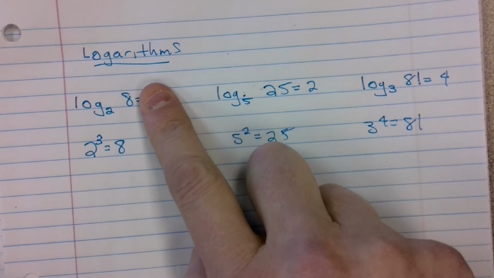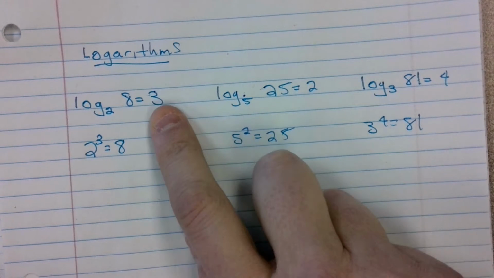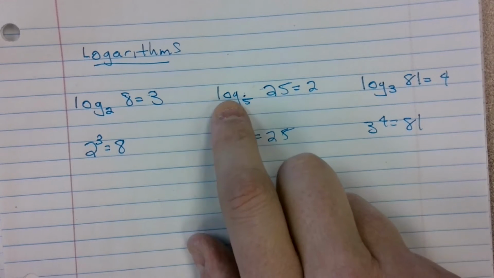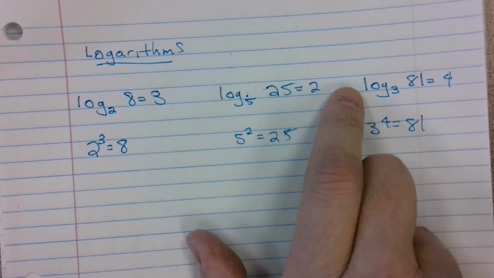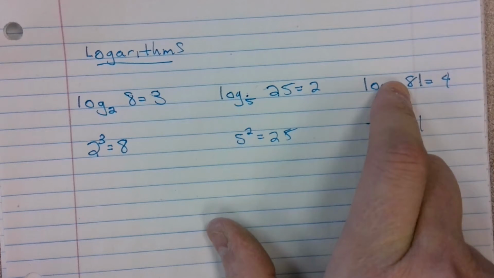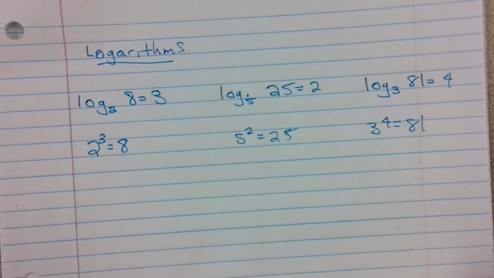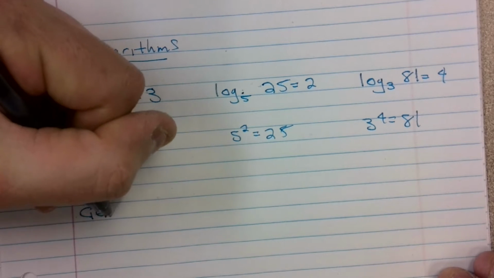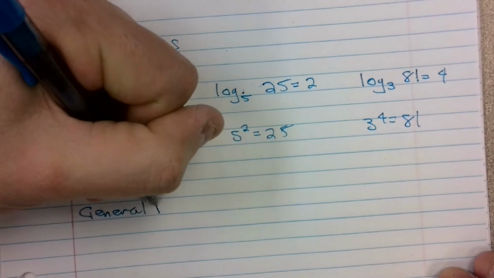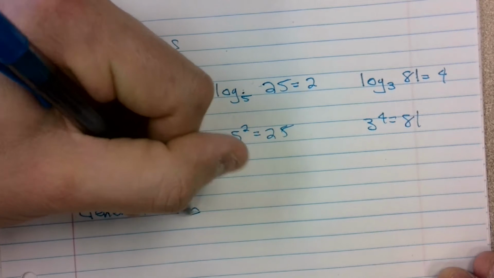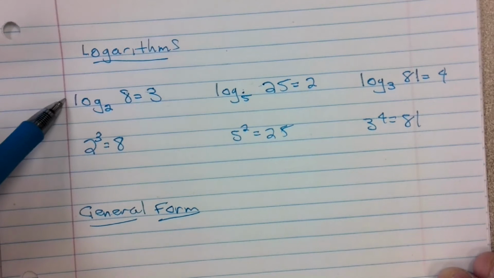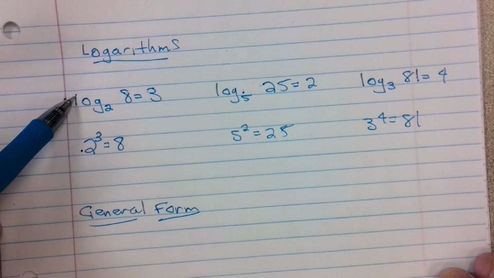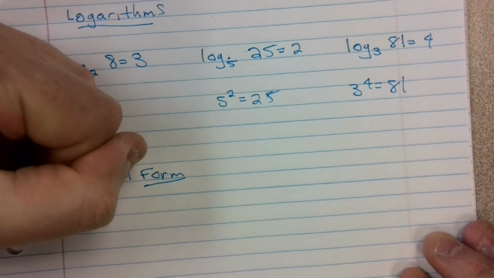I'll give you something like this, and I'll say, find the answer. Find the exponent. 2 to what power equals 8? 5 to what power equals 25? 3 to what power equals 81? And we're looking for that exponent, that power. Okay? So that leads us then into a couple of general forms here. Essentially, what we're talking about is this form right here and this form right here. This form right here is called logarithmic form. So that's my first general form.